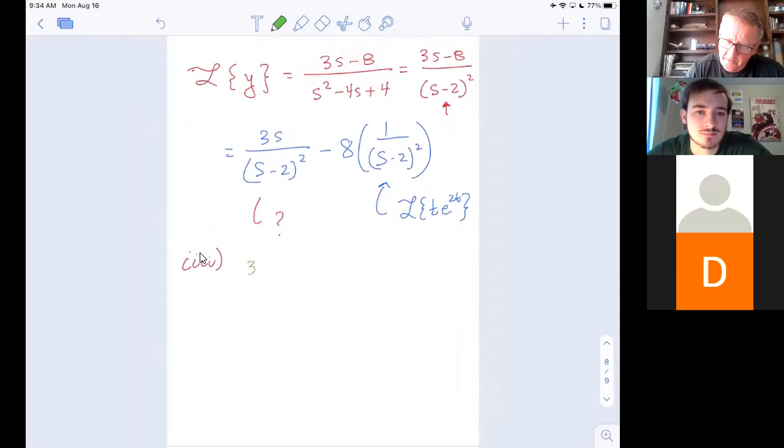So David, what do you think the solution is to our mess? What do we need to set, based on your reading in 7.4? What do you think we need to do? So I think it should be A over s minus 2 plus B over (s minus 2) squared.